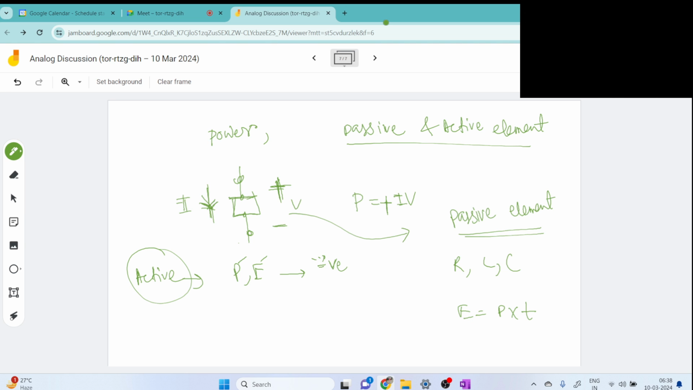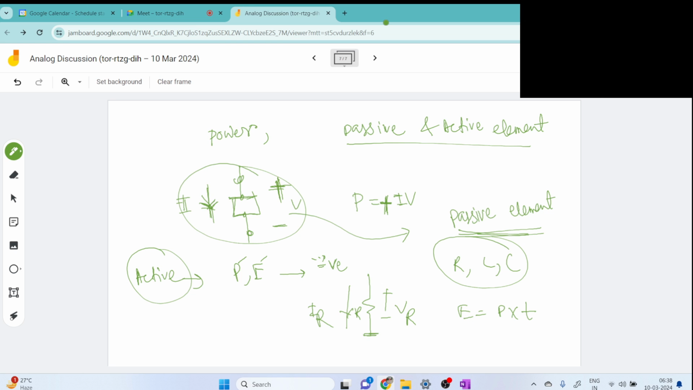Otherwise, if the power or the energy is positive, that is called a passive element, like R, L, C. And we know that R is nothing but this, right? So let's say this is our I and this is our V. And we also know, let's say, VR and this is IR.